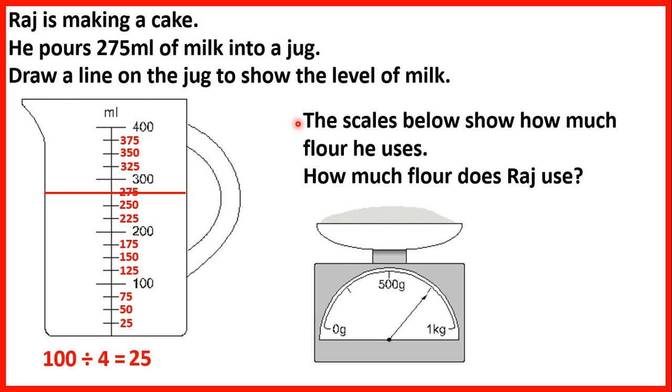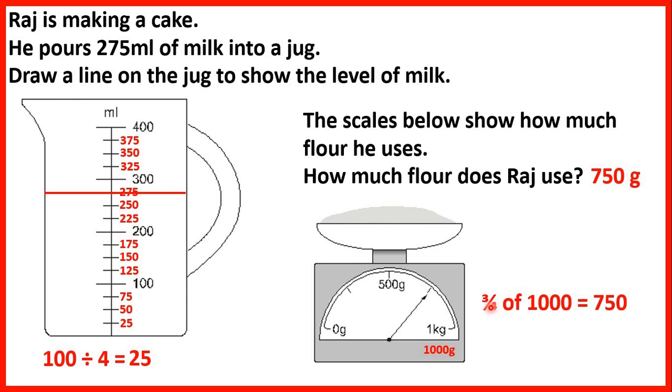The scales below show how much flour he uses. How much flour does Raj use? So here, to get from 0 grams to 1 kilogram, we have 1, 2, 3, 4 lines. Now 1 kilogram is 1000 grams, and our answer is 750 because 3/4 of 1000 is 750.